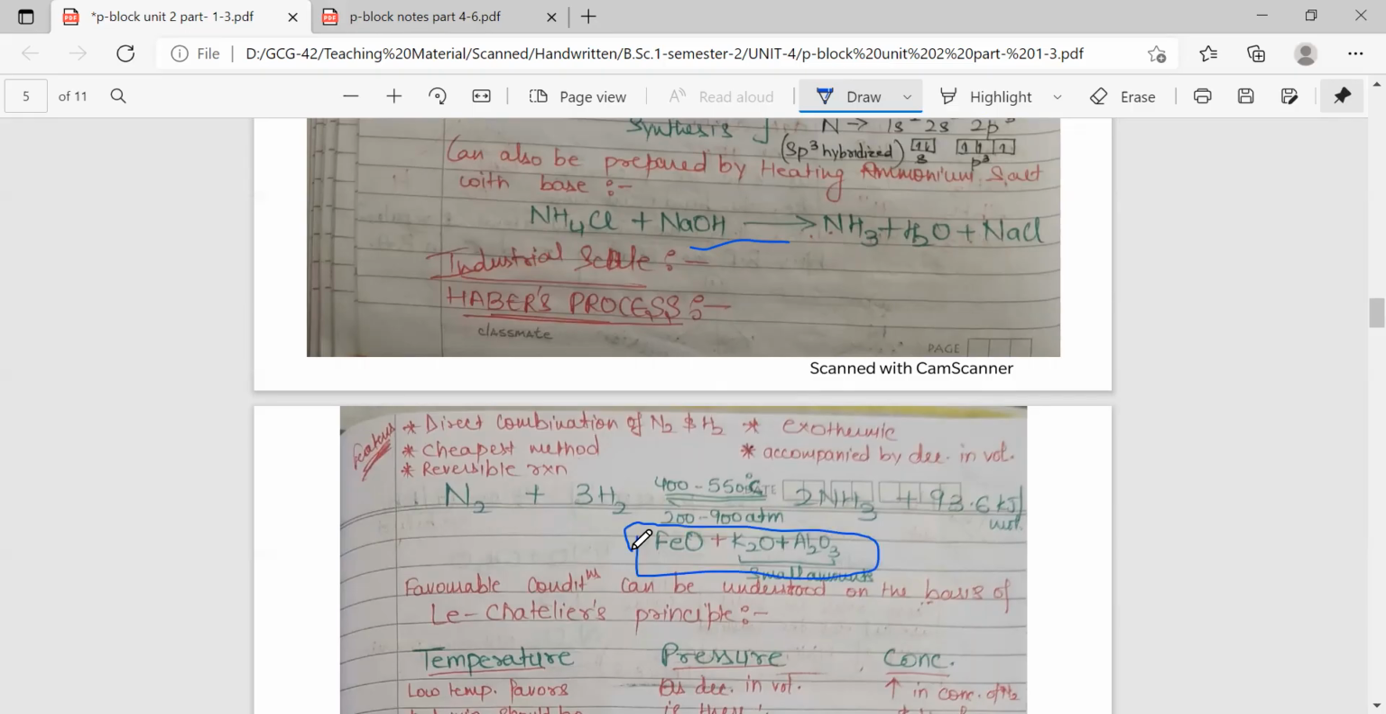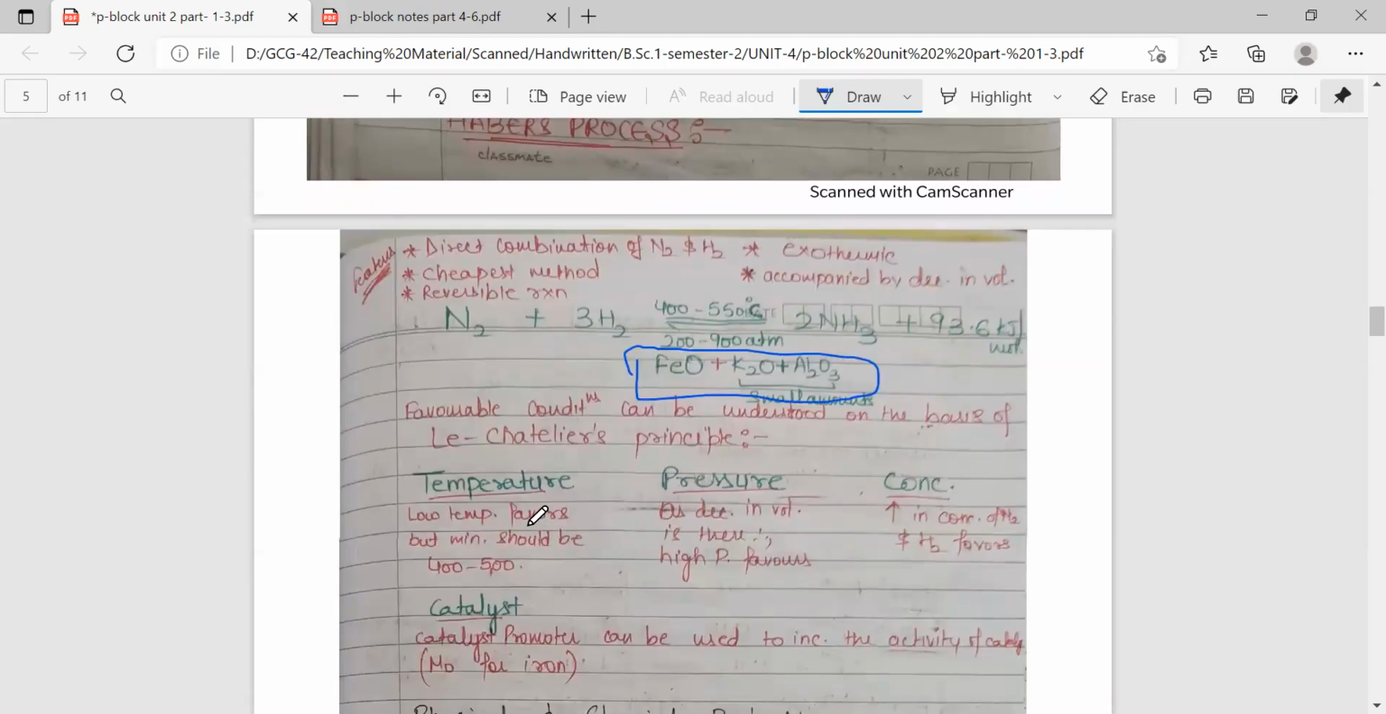The favorable conditions for the synthesis of ammonia can be understood based upon Le Chatelier's principle. Low temperature favors the formation of ammonia because this is an exothermic reaction. So we'll keep the temperature low. This will favor the forward reaction, but the temperature should be kept at 400 to 500, because otherwise the reaction will not proceed.